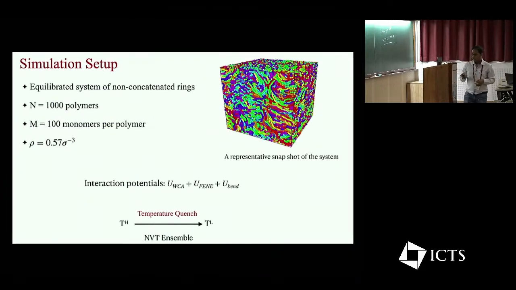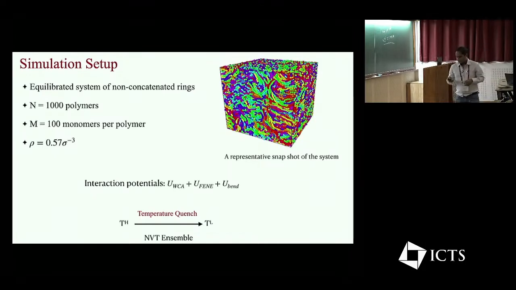Here is the simulation setup. We have 1,000 polymers with 100 monomers per polymer, and the density is pretty high, 0.57 per sigma cubed. The monomer-monomer interactions are via the WCA potential, bonded monomers interact via FENE, and there is a bending potential. We take an equilibrated system at a very high temperature, quench it to a low temperature, and keep the temperature fixed.